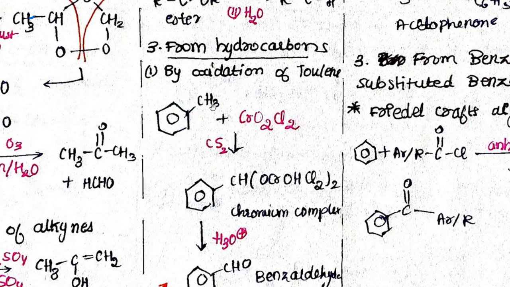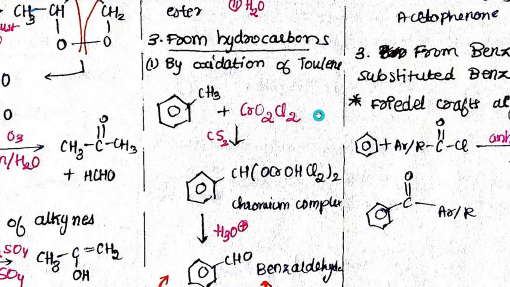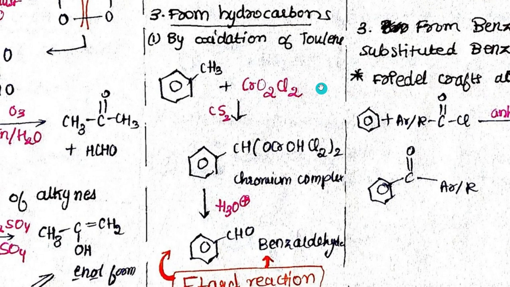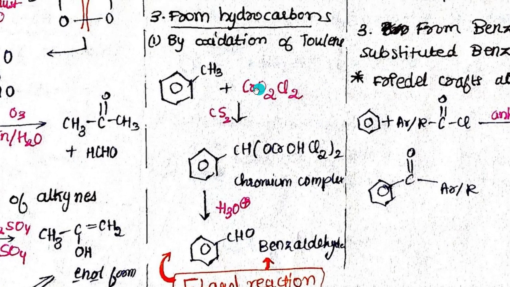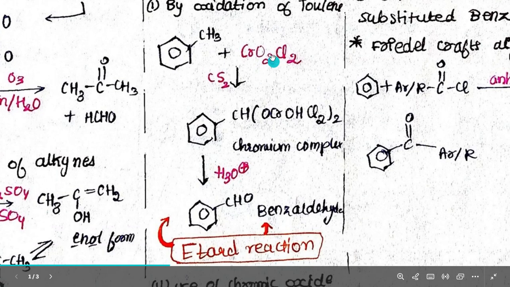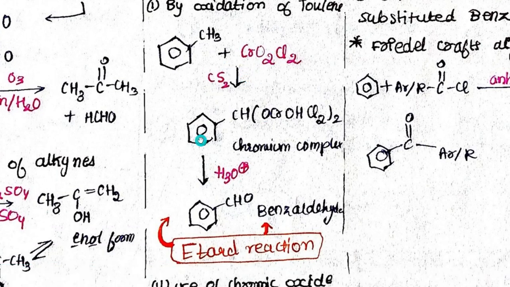From hydrocarbons, we talk about oxidation of toluene. This is a benzene ring with CH3, known as toluene. On reaction with CrO2Cl2, which is a very important reagent over here, also called chromyl chloride, in CS2 it gives us this chromium complex.